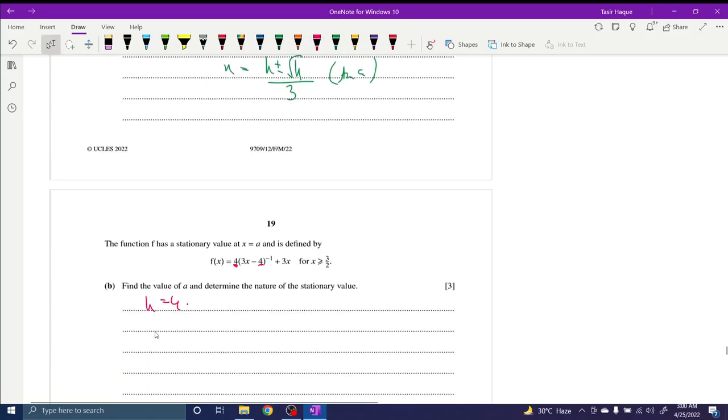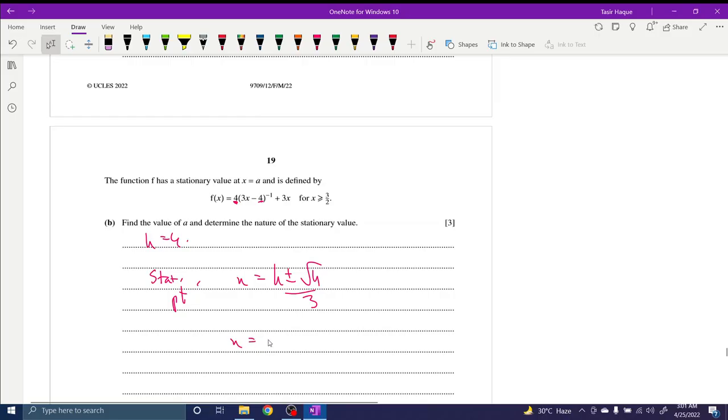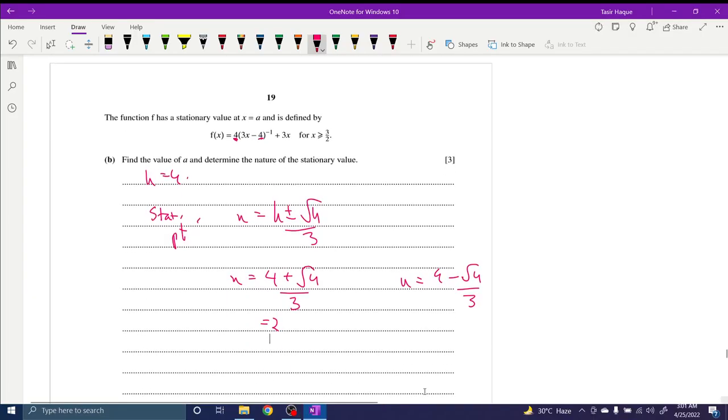And we know that the stationary point is x equal to (k plus minus root k) by 3. So for one of them, x is equal to (4 plus root 4) by 3, and the other one is x equal to (4 minus root 4) by 3. So one is (4 plus 2) by 3, which is 2. The other one is (4 minus 2) by 3, which is 2 by 3. But here's the thing, you can't take 2 by 3 because we have a domain of greater than 1.5. This 0.67 can't be the answer. So we're going to take x is equal to 2.